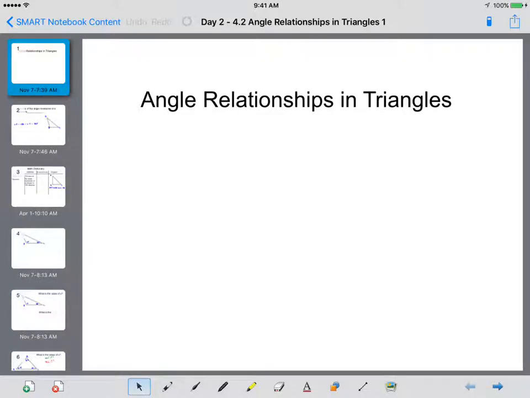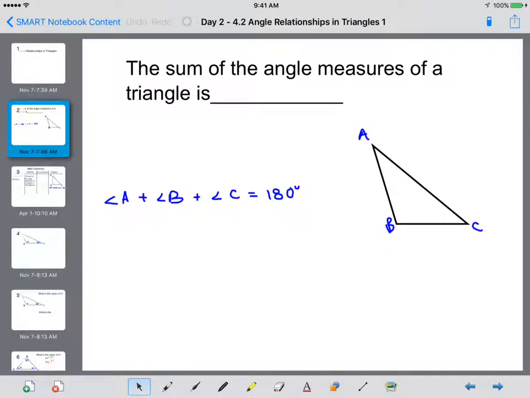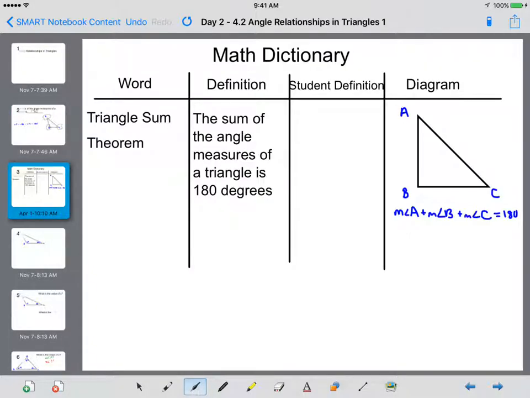Welcome to this lesson where we talk about angle relationships and triangles, and the biggest relationship of them all is the sum of the angle measures of a triangle. It is 180 degrees. Probably something you have heard before, where if we add all three angles, it adds up to 180 degrees. So that is our math dictionary. If you need to pause it to copy this down, please do so now.